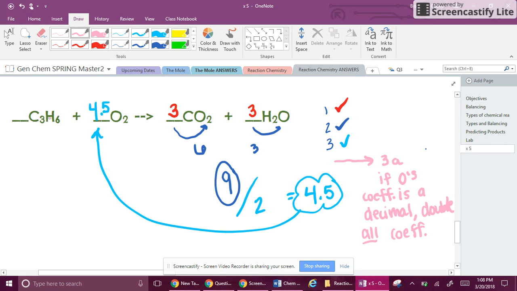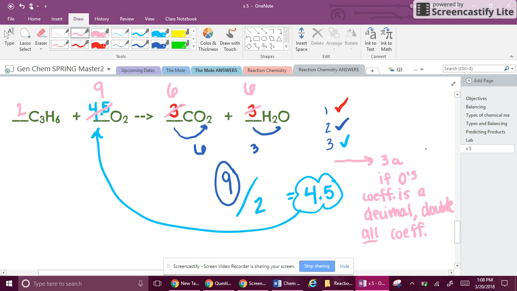So in front of the C3H6, that's an invisible 1. So 1 times 2 is 2. 4.5 times 2 is 9. And then 6 and 6. And of course, we should go back and double check that everything's balanced.